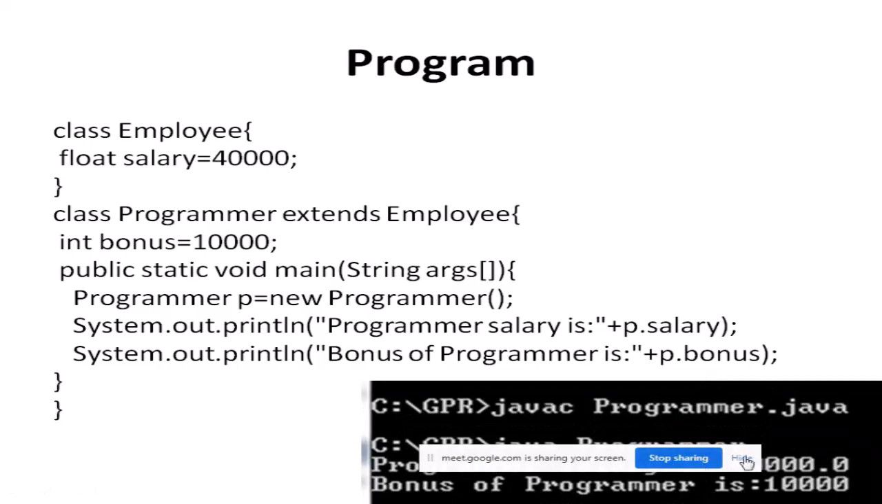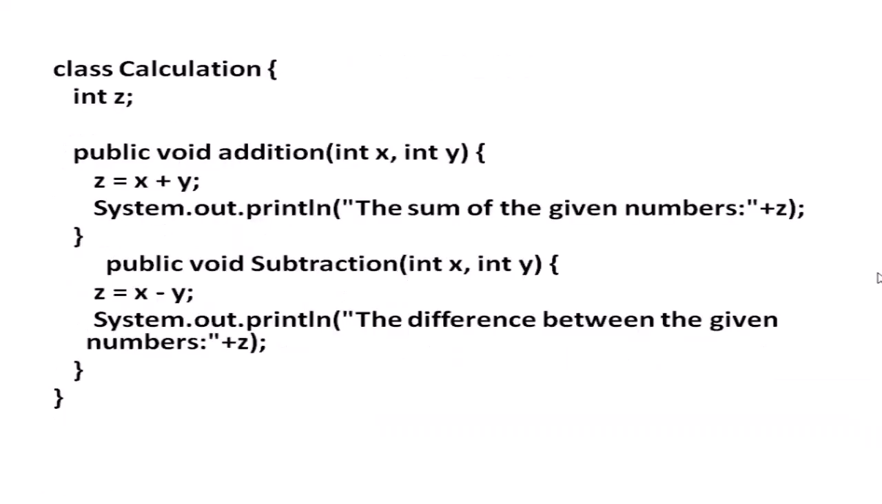So finally, it is going to show that the salary is 40,000, and the bonus of a programmer is 10,000. Next thing, we are going to calculate the basic things like addition and subtraction.